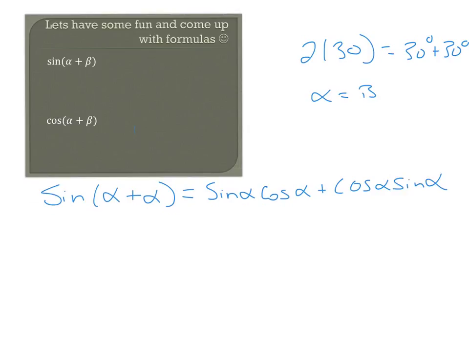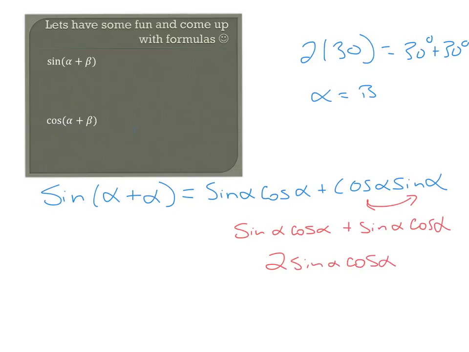And look what I got. It's multiplication, so order doesn't matter, and I can switch these around. So I really have sine of alpha cosine of alpha plus sine of alpha cosine of alpha. We work with like terms, so we know we have 2 of these. Just like apple plus apple is 2 apples, this is 2 sine alpha cosine alpha. And that is actually our sine double angle formula.